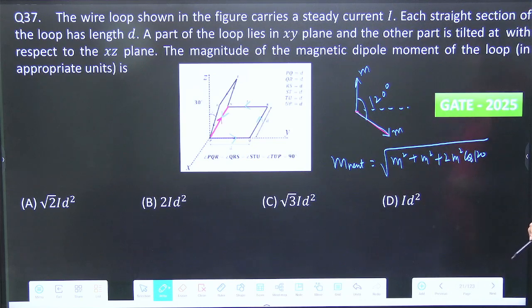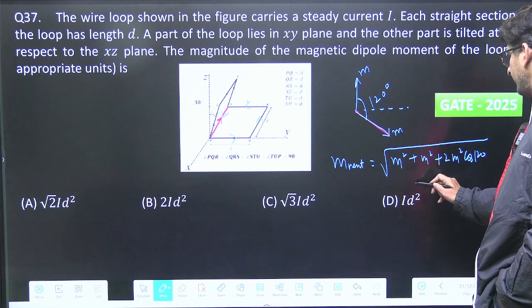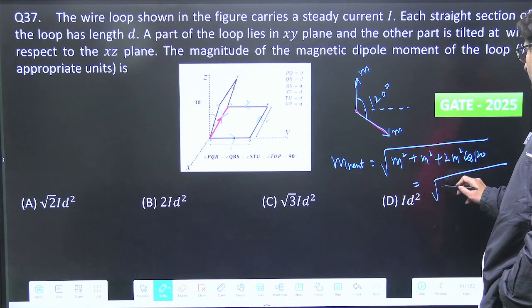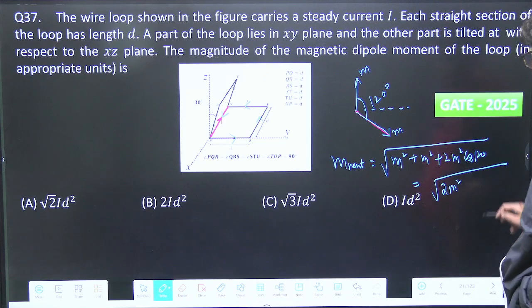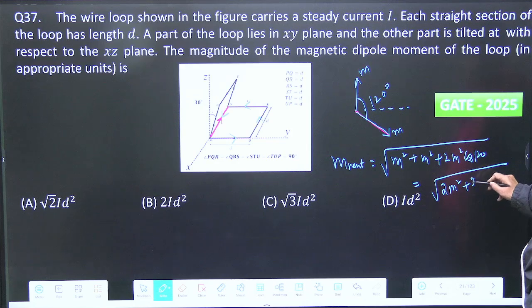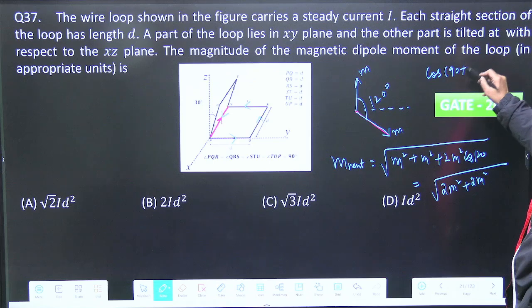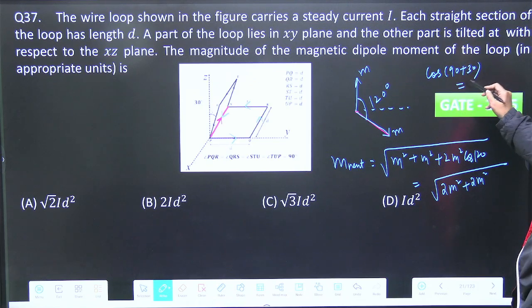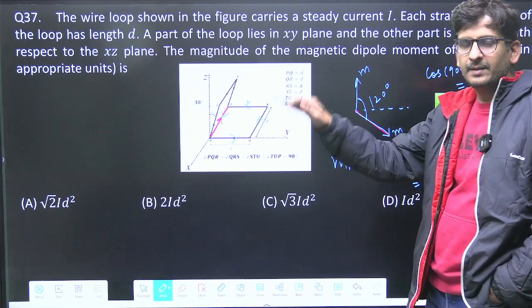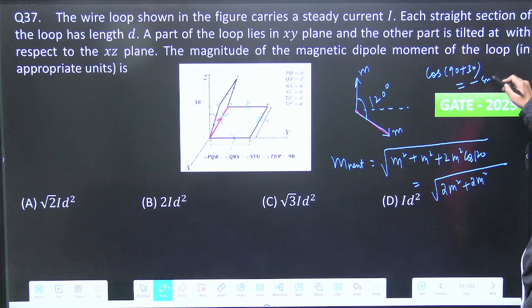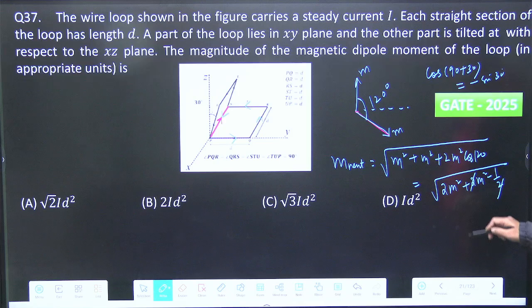Okay. So this will become under root of 2M square plus 2M square into cos 120. Cos 120 is cos of 90 plus 30, which is in the second quadrant, so it will become minus sin 30. So it will become minus 1 by 2. So this 2 will cancel and this will become M.